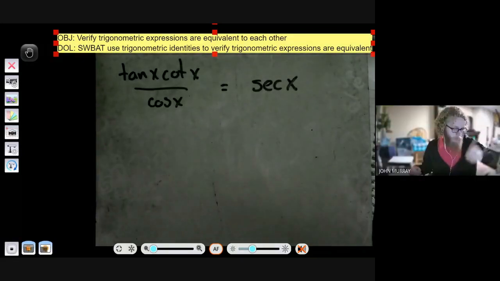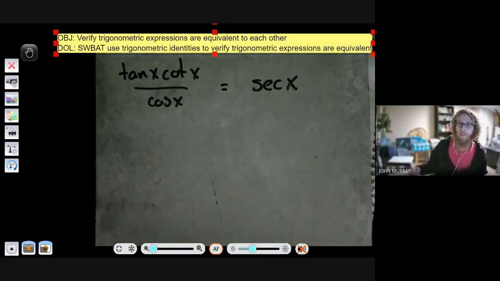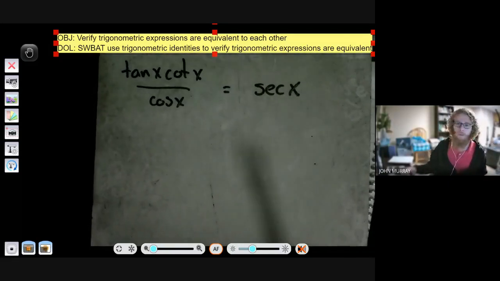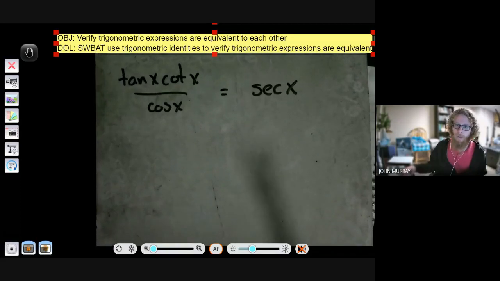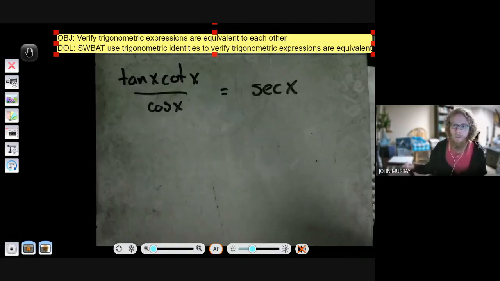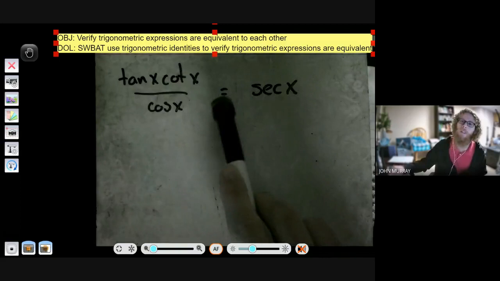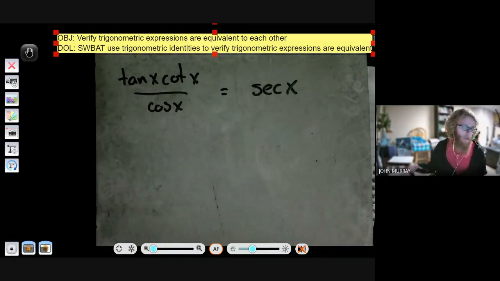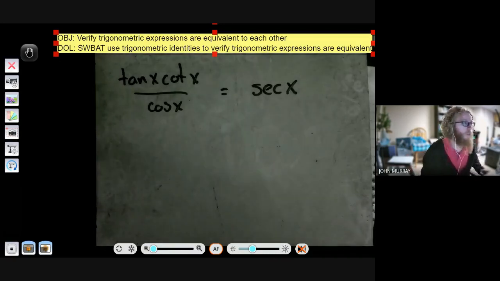All right, so let's start off by going over the homework from last night. I asked you to verify the trig expression tangent times cotangent over cosine is equal to secant. I know we just went over some basic ones yesterday, right? So I wanted to see how you handled this. They may look challenging, but once you get the feel of changing everything and using our identities, hopefully you get more comfortable.